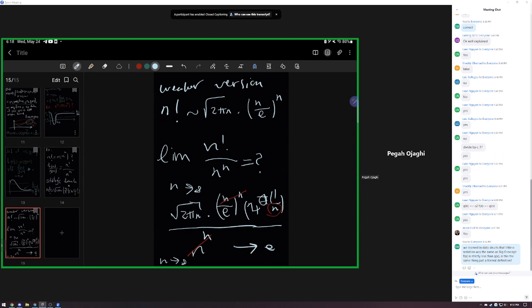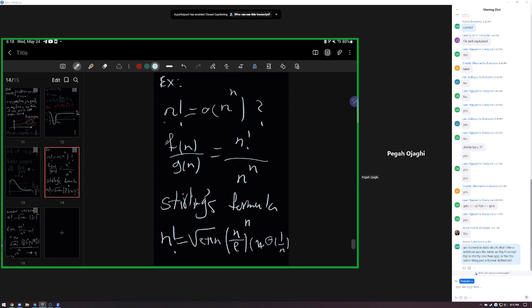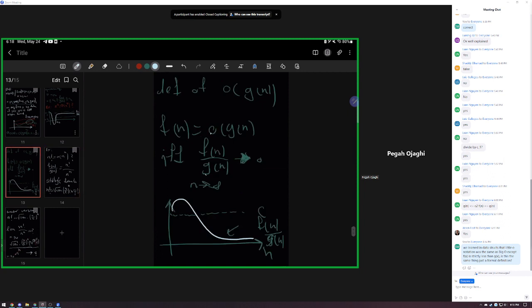So we just showed this is correct. N factorial is going to be a small o notation of n to the power of n. We just showed this one. It means that for any example, you just show this: you find the limit of f of n over g of n. As n goes to infinity, it becomes 0. So that's it. Does it make sense?